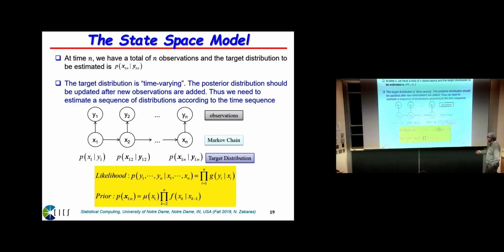So the prior looks like in the Markov chain model we had before: the prior for the initial state, and then these transition probabilities. So this is the prior of the states from 1 to n, and the likelihood is nothing else but the product of these observation models of yi given xi, from y1 to n.